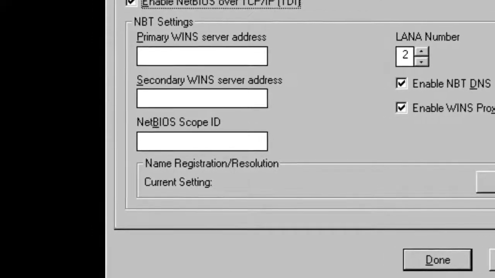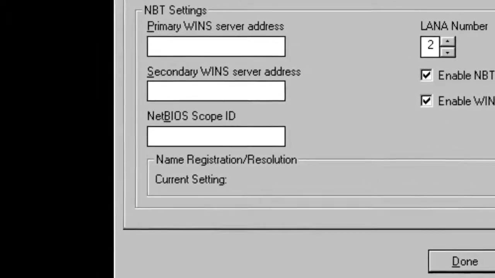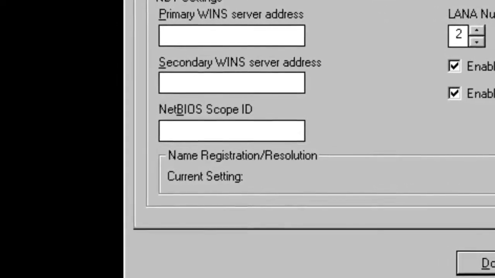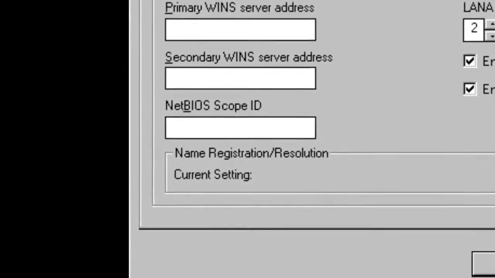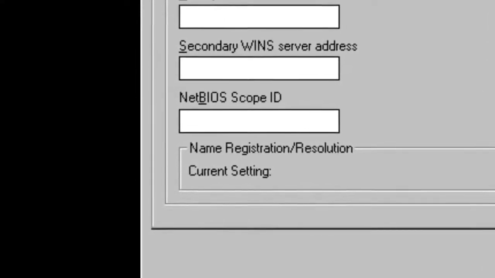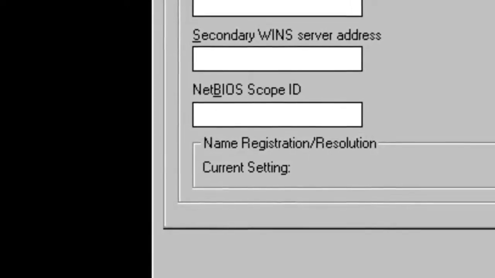The total length of a NetBIOS name plus Scope ID cannot exceed 256 characters. The topology of NetBIOS subspaces does not have to match the physical topology of the network or the logical topology of subnets on a TCP/IP internetwork.